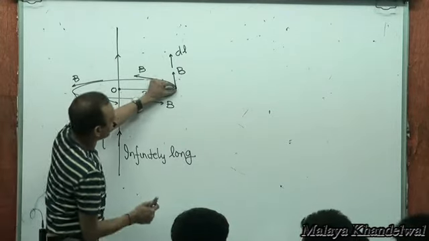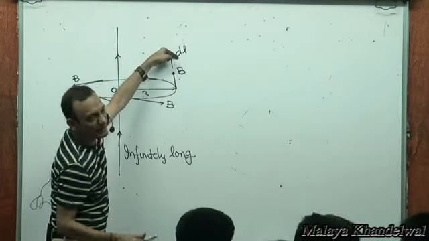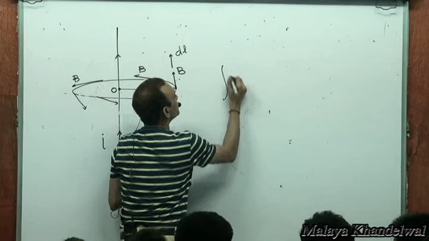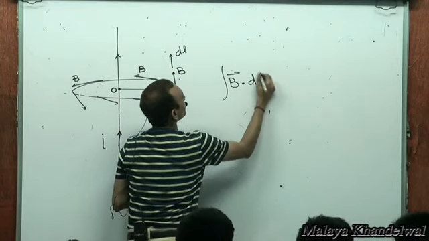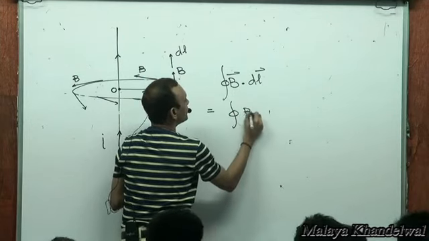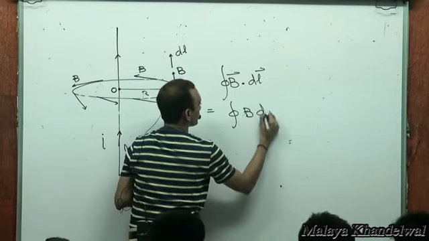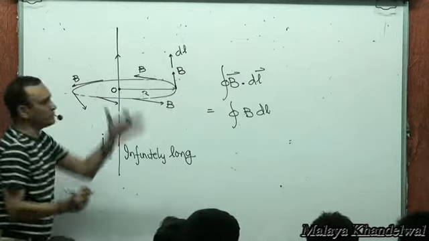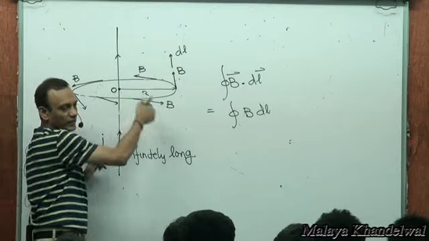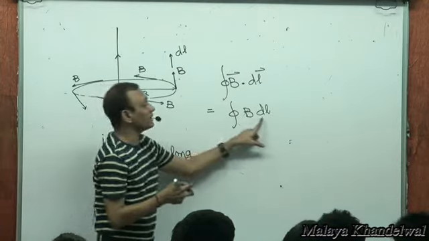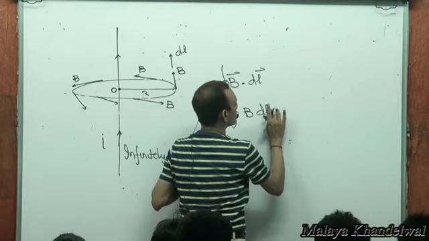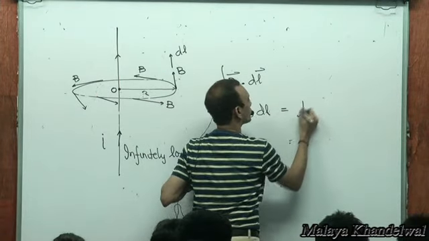So at every dl, the B dot dl will simply be B into dl. That means the integral of B dot dl is simply going to be B into dl, because the angle between B and dl is the same. B is along the tangent, dl's are also along the tangent, right? And I'm circulating the loop this way, right? So the integral of B dot dl must be mu naught times I enclosed.